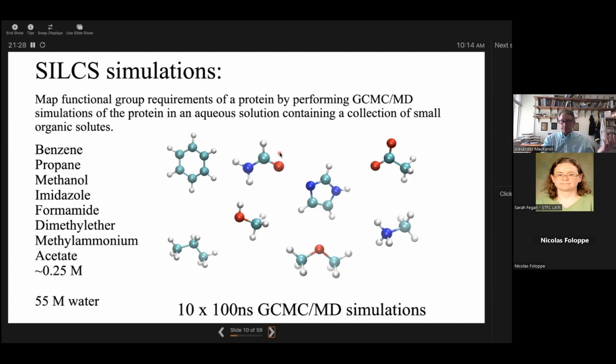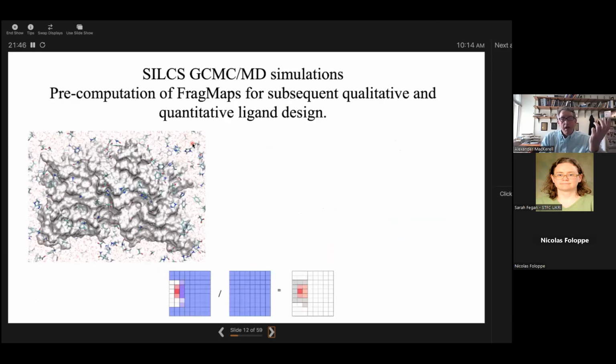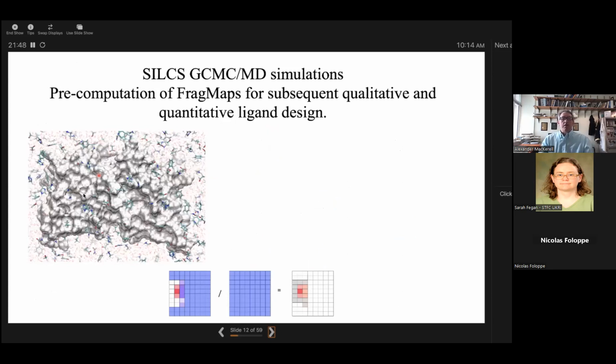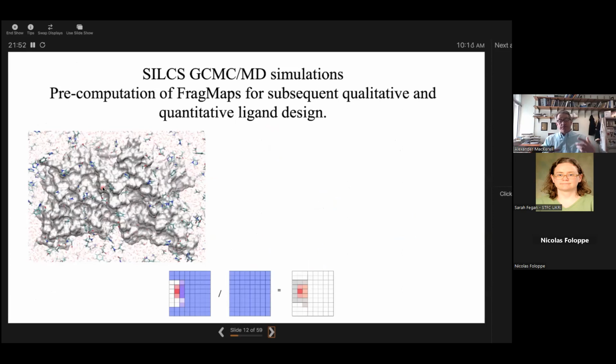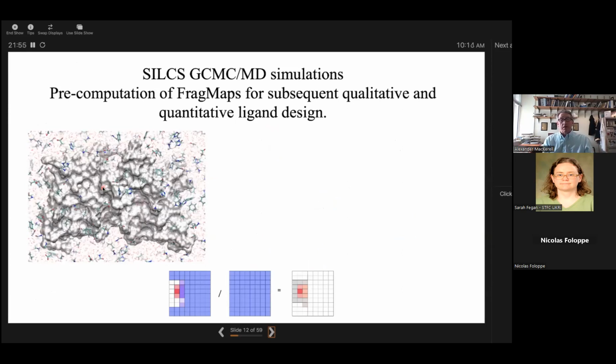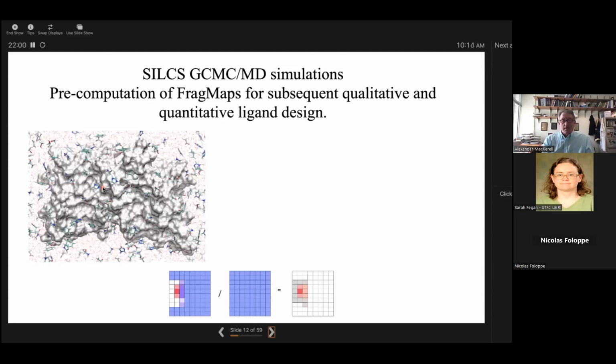and so on. We've extended the technology to do a second class of solutes, halogen-containing compounds, which are obviously very important for drug design and so on. So we can have halogen maps in addition to our standard sets of maps. So basically, we take our protein, we put it into a soup of water and these different 8 solutes. We then perform comprehensive molecular simulations.